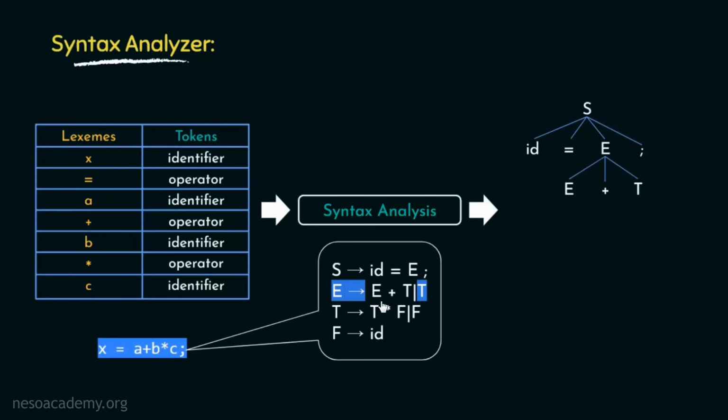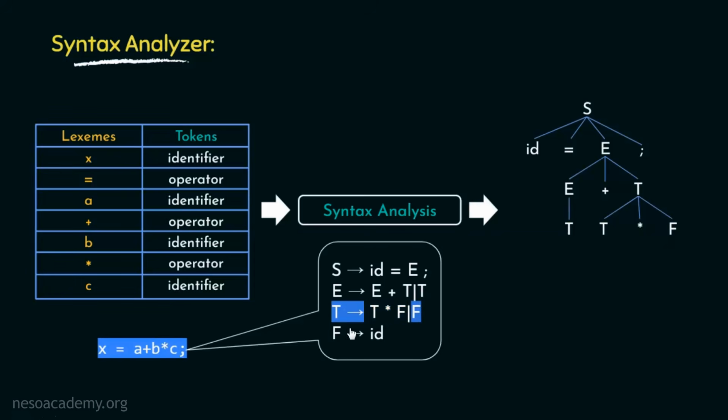That is, expression can also be a single term. So using this production rule from E, we can derive T. Coming to the next one, T can be rewritten as T into F. That means term can be a term multiplied by a factor. So from this T, we will derive T into F. That is, T, then the multiplication operator, and then F.